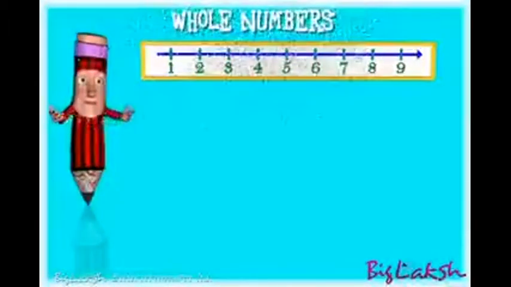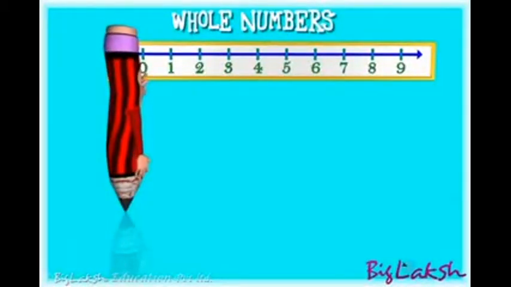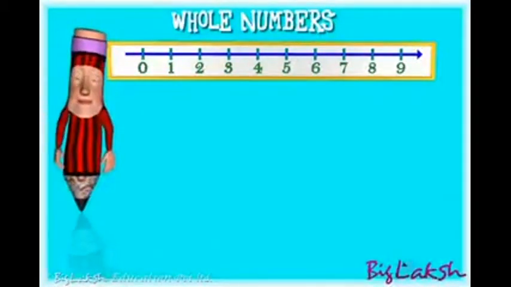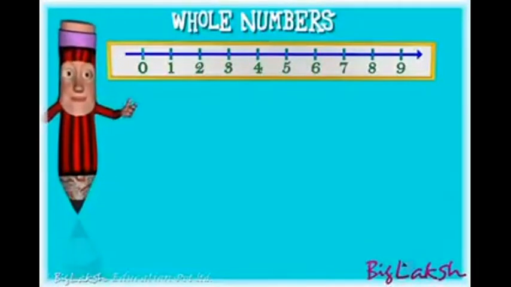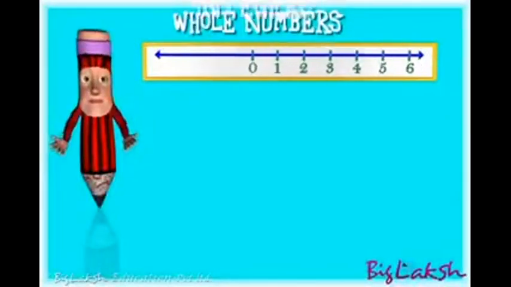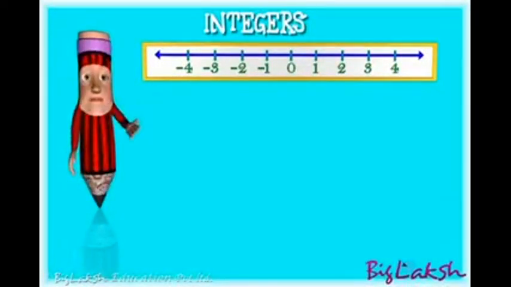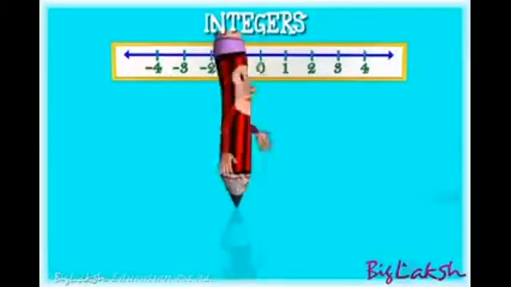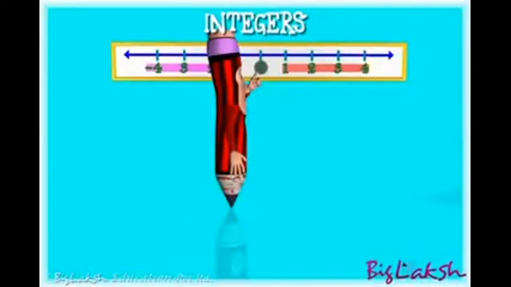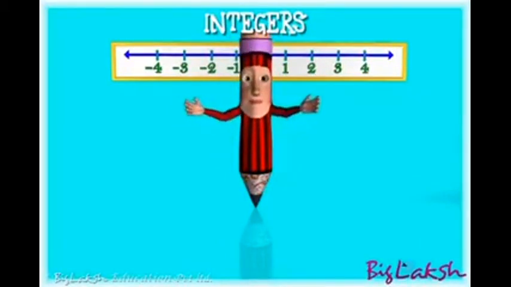Now, let us move on to whole numbers. You can see that 0 has now appeared on the screen because whole numbers include natural numbers and 0. You can notice that whole numbers extend from 0 to infinity. Now, let us move on to integers. You can see that negative numbers have appeared on the number line. Integers include all natural numbers, their negatives and 0. You can notice that integers extend indefinitely on both sides of the 0.